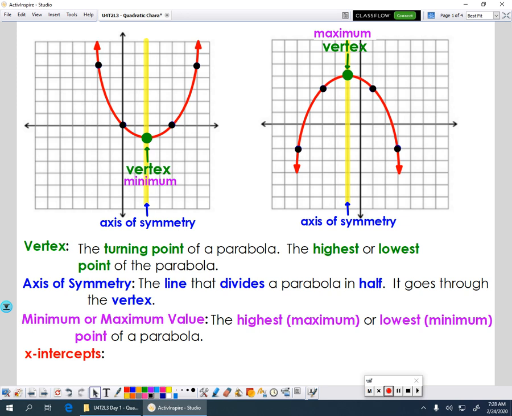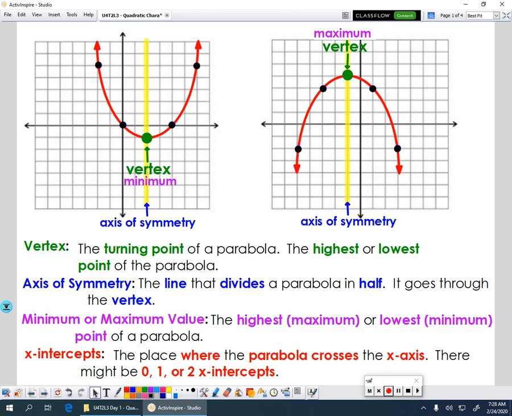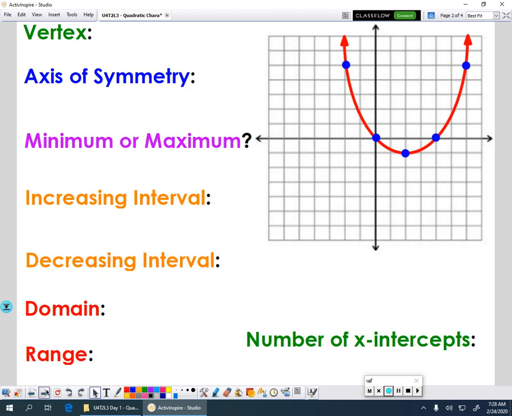And then finally, the last thing we have are x-intercepts. The x-intercept is the place where your parabola either crosses or touches your x-axis. There might be 0, 1, or 2 x-intercepts. And so here, we can see where we cross our x-axis. Both of these parabolas have 2 intercepts. So what you're going to be expected to do is take this information and apply it to these quadratic functions.